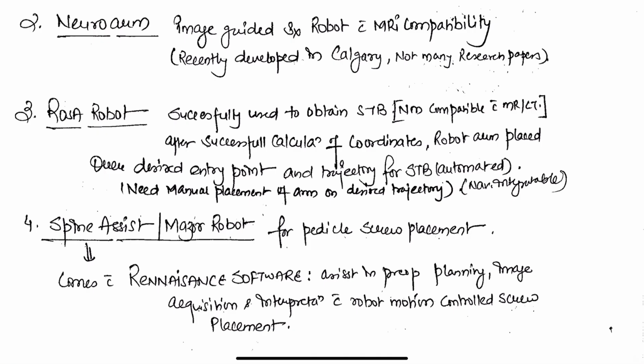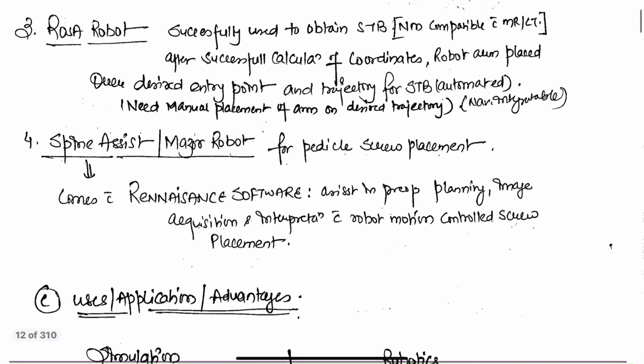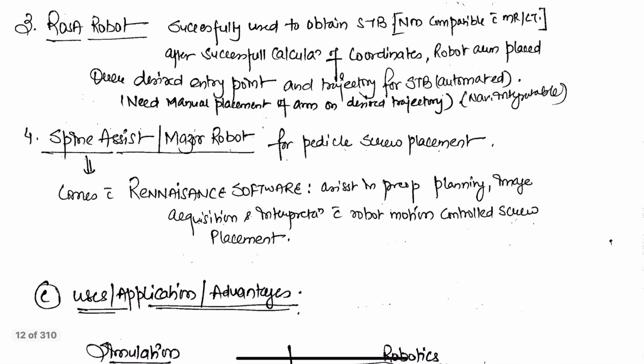Now coming to SpineAssist or the Mazor robot. This is an amazing software for pedicle screw placement. Basically, what you do is you do a neuronavigation, and with that you load the neuronavigation software, and then with the Renaissance software you need to tell it where to put the screw.